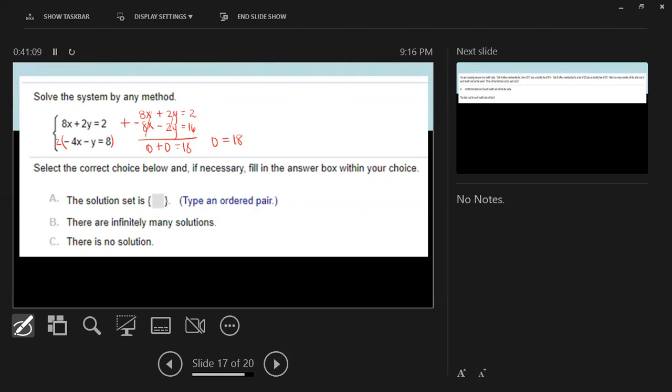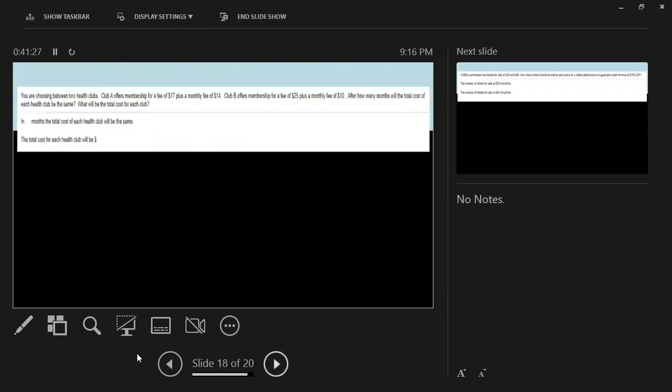That is not a true statement. 0 is not equal to 18. Now, because 0 is not equal to 18 and both my variables have been eliminated, the answer will be C, there is no solution. All right, and that's how you would do an item similar to this one.